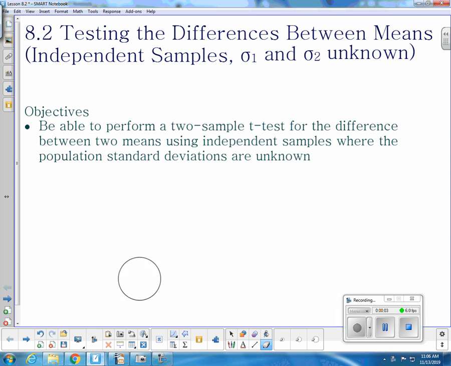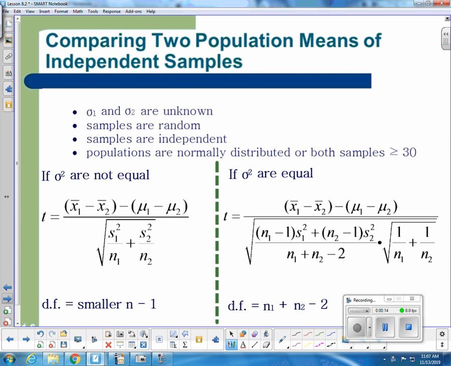All right, so today we're going to do the testing for differences between means where the population standard deviation is unknown. So, two possibilities. Again, the standard deviations for the population are unknown, the samples are random, the samples are independent, and the populations are normally distributed, or both samples are at least 30.